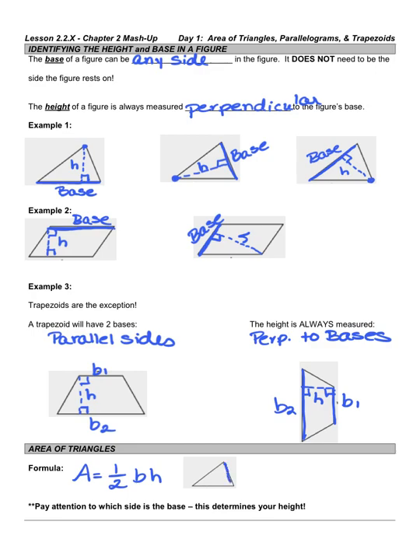So let's say in this one, I'm using this side as my base. Then my height is from the opposite vertex, perpendicular to my base.